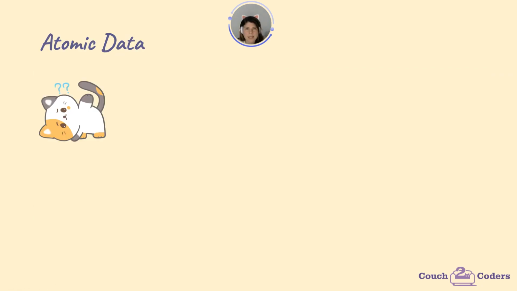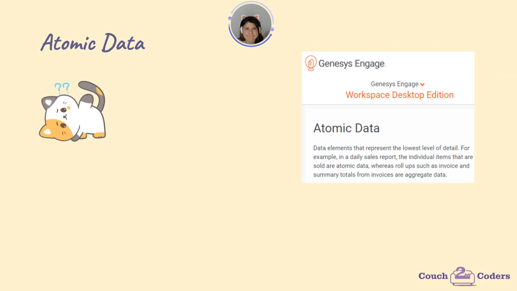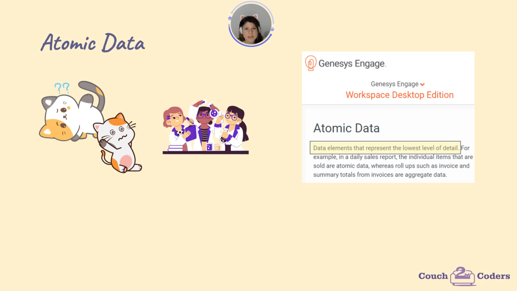Atomic data. Atomic data, defined simply, is data elements that represent the lowest level of detail. And when we say data elements in terms of SQL, we mean columns. So which data columns represent the lowest level of detail? Okay, that still might not be clear, and you're like, when did we start a science class? What are we doing with atoms? This is crazy. Let's break down this word into its simple parts.